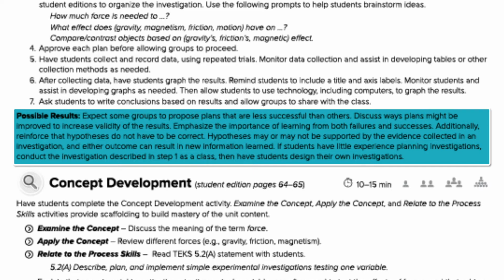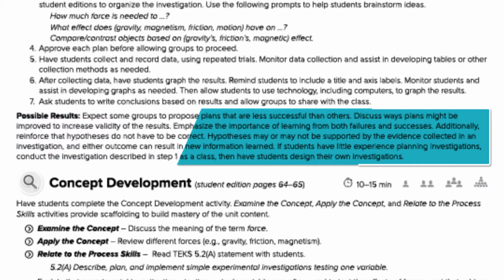Also, highlight ways to support groups that are struggling to develop a unique plan to test force on an object. If many groups in the class are struggling, try to design one test as a class and complete the investigation as a whole class. Then allow the groups to design another option. Modeling these steps will prove beneficial to all students and prepare them for future activities that require these skills.